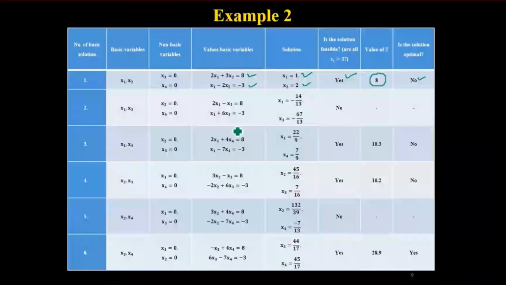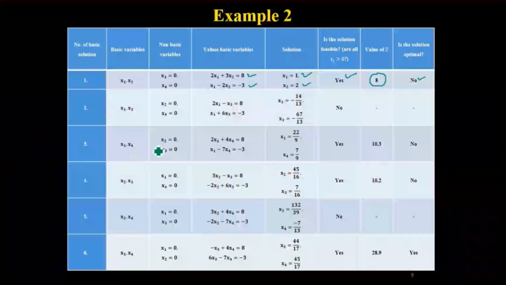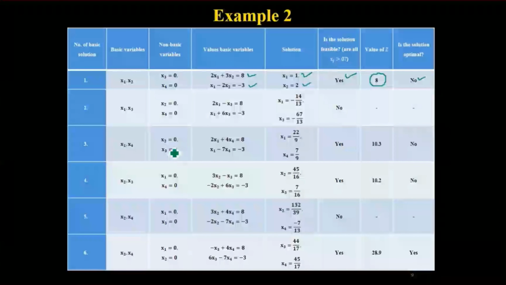Next, for the third combination we take x1 and x4 as basic variables, and x2 and x3 as non-basic variables. Similarly, if you apply x2 and x3 as 0, the reduced equations will be 2x1 plus 4x4 equal to 8, then x1 minus 7x4 equal to minus 3. If you solve, we get the x1 value as 22 by 9 and the x4 value as 7 by 9, and both values are positive. That's why we can say it is a feasible solution and a basic feasible non-degenerate solution.